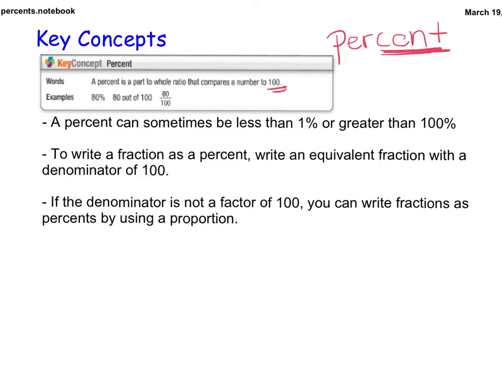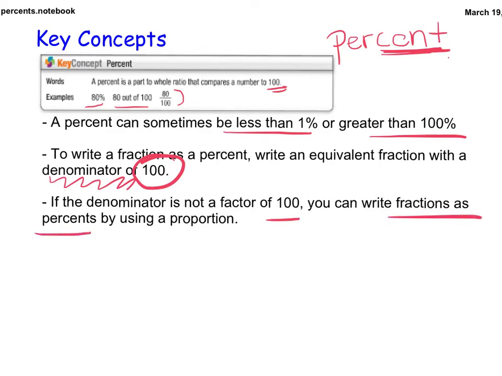So percent means per 100. So, for example, we've got 80%, or we could have 80 out of 100, or 80 over 100. All of those are per 100, okay? Sometimes a percent can be less than 1, or greater than 100%. When we're trying to write fractions as percent, we are going to write an equivalent fraction with a denominator of, you guessed it, 100. If the denominator is not an easy factor of 100, we're going to set up a proportion, writing our fractions as percents by using a proportion.